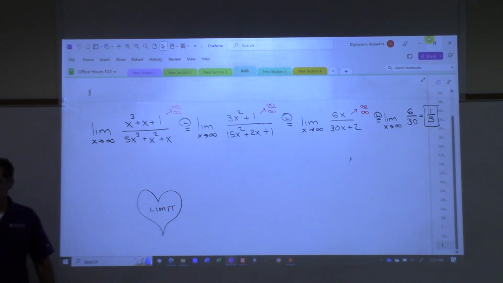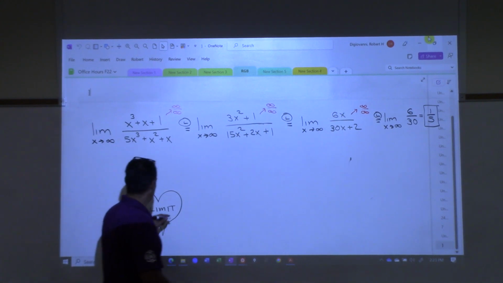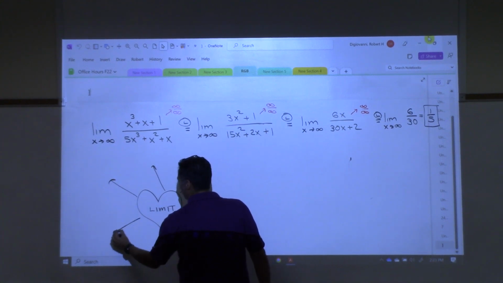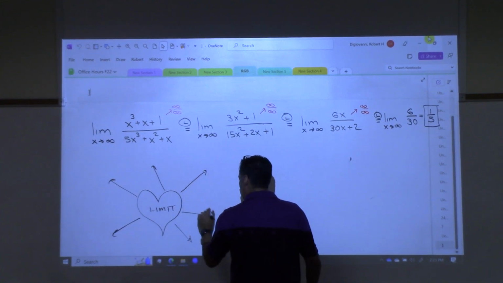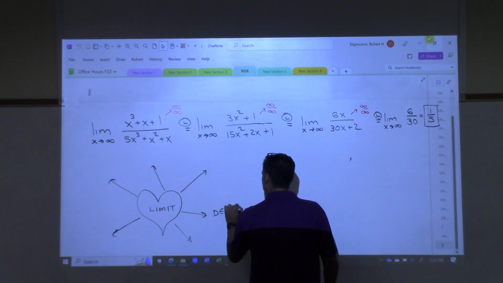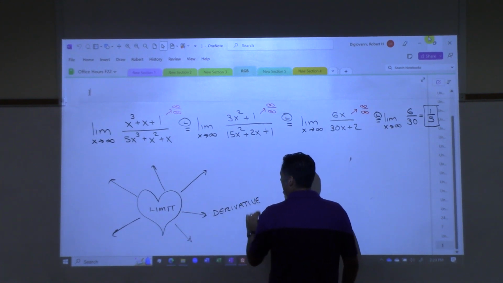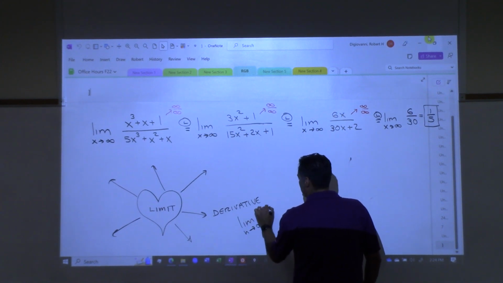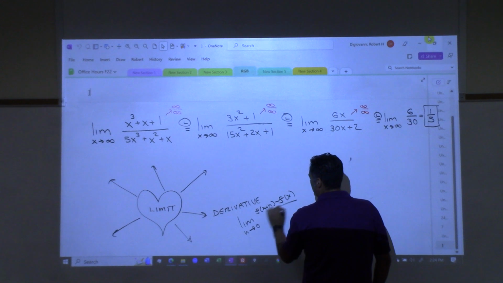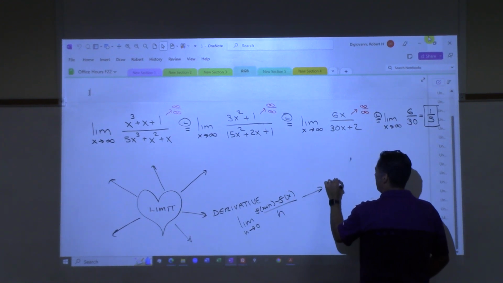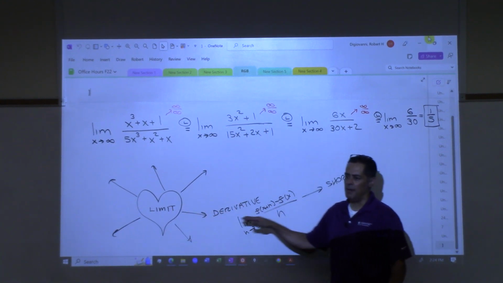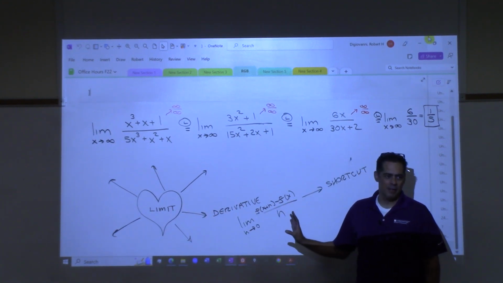The limit is the heart of calculus, all right? What's wrong with the heart? It's a good heart. All right, the limit is the heart of calculus. Everything is born from this limit idea. And one of the ideas we have is the derivative. Remember, the derivative of a function is just a limit. It's the limit as h goes to 0 of f of x plus h minus f of x all over h, right? And then we find out there's all these little shortcuts to do that, right? But this is just one application of the limit. That's just one thing you can do with the limit.